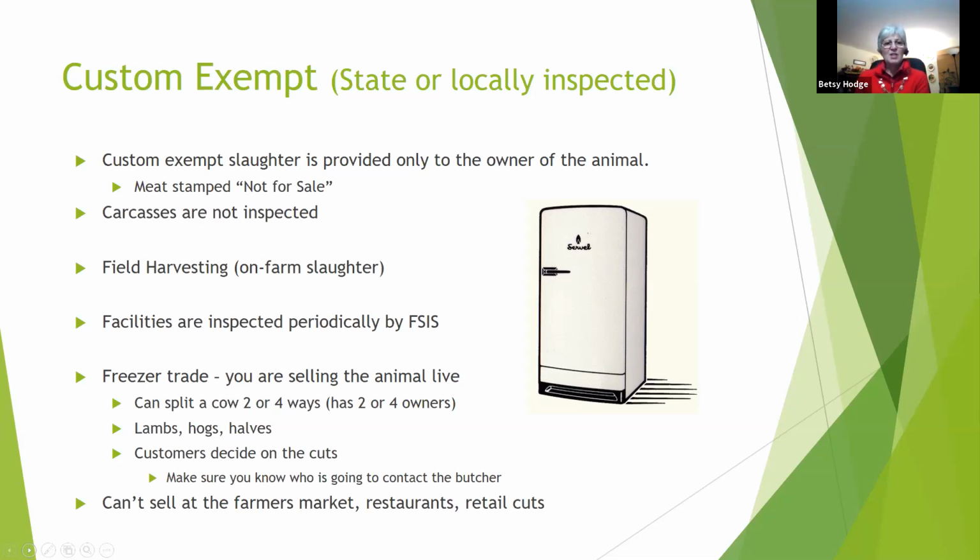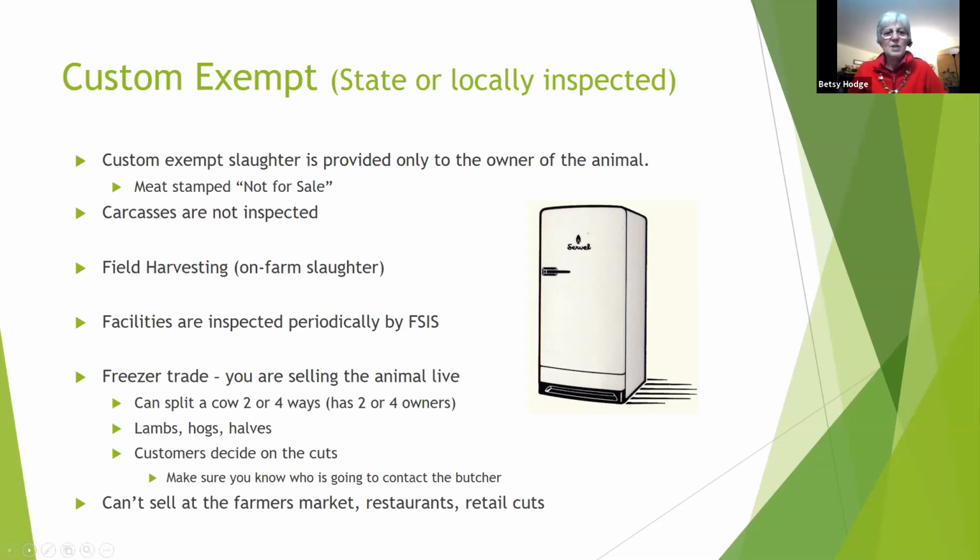A lot of times lambs and hogs are done in halves, and the customers decide on the cuts. So you need to make sure who's going to contact the butcher. In my case, I give the butcher the phone numbers of the people who own each lamb, and they call them, or I have the owners call them. I don't give them the cut sheets. In some cases, the farmer will have them fill out a cut sheet and turn that in with the steer or the lamb. But that's one of the things you've got to make sure you clear up with your processor so that you aren't holding them up.